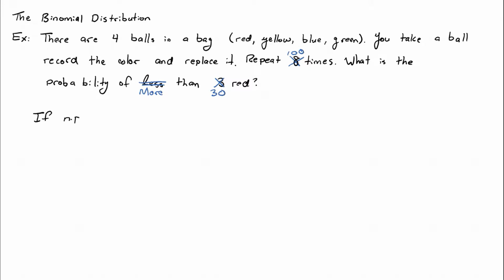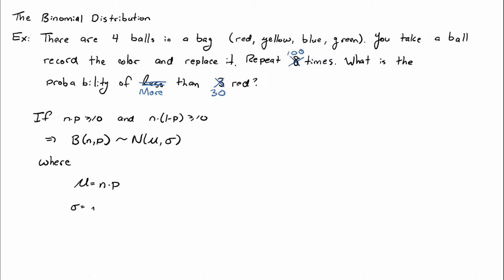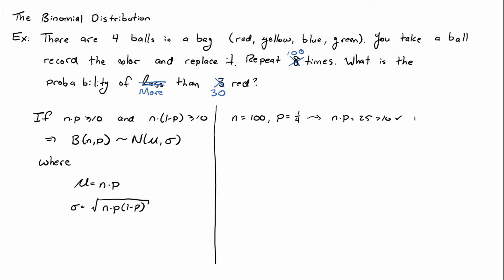If n times p is larger than 10, and n times 1 minus p is larger than 10, then B(n, p) is approximately N(mu, sigma), where mu is n times p, and sigma is the square root of n times p times 1 minus p. So basically the binomial distribution can be approximated by a normal distribution. In our problem, n is 100 and p is 1/4. n times p is 25 and n times 1 minus p is 75. So we can use the normal approximation. This is going to be way less work.